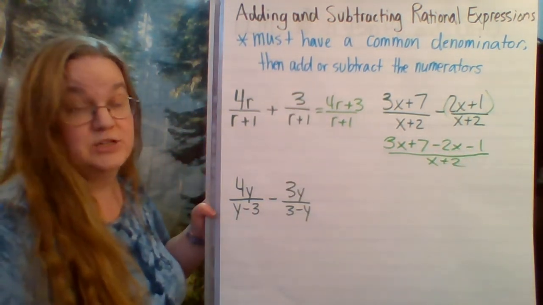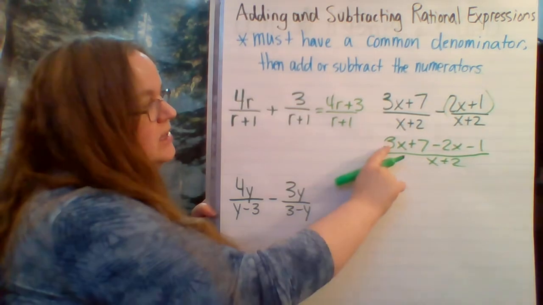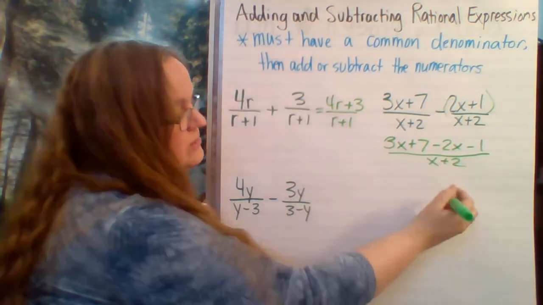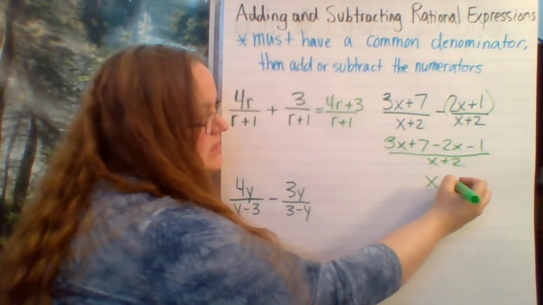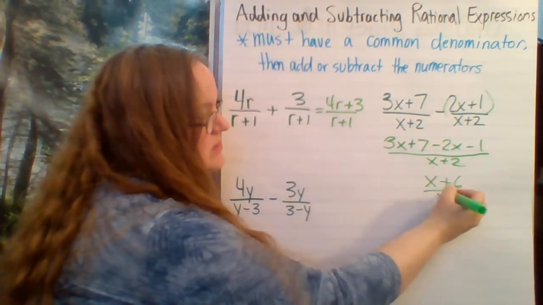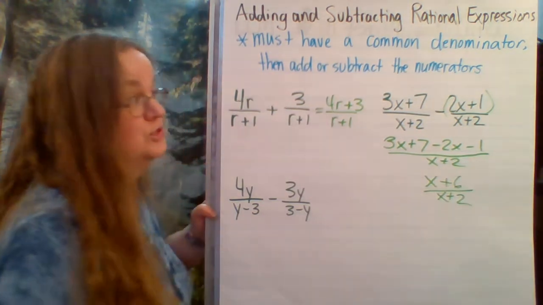And then I just combine like terms. So 3x minus 2x is x, and 7 minus 1 is 6. So it's x plus 6 over x plus 2.